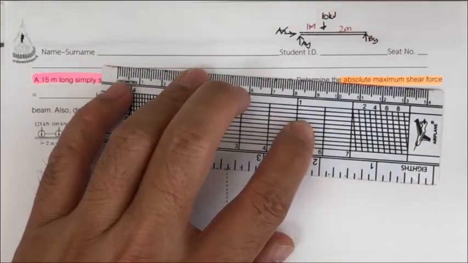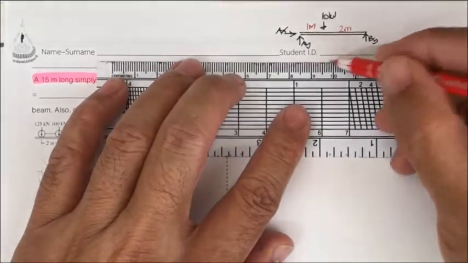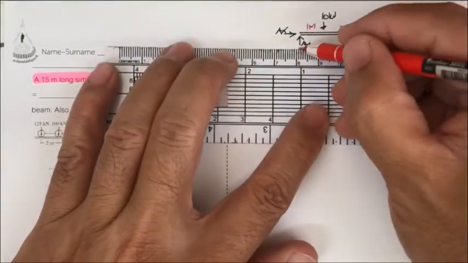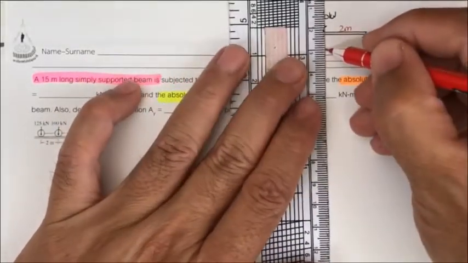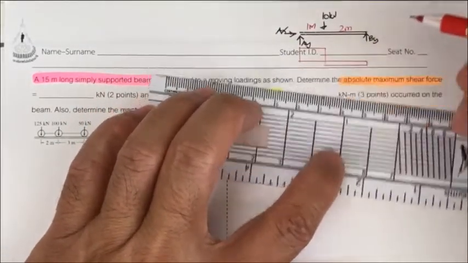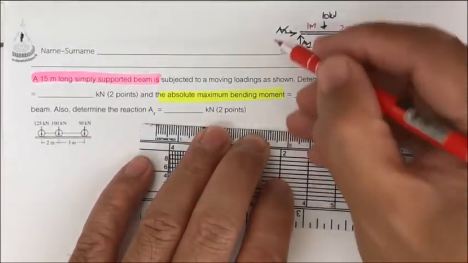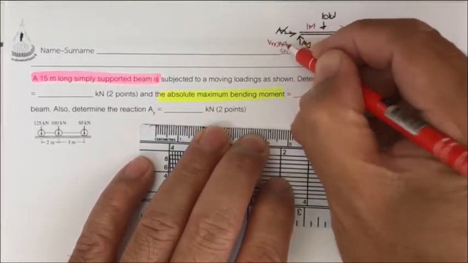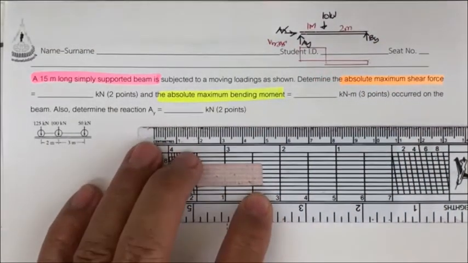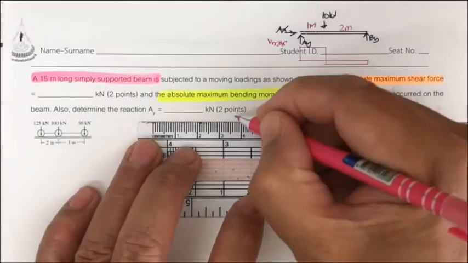For this case, we can determine the shear diagram of this beam to be like this. What does this mean? If you do this, you may see the shear force, the V max, is going to occur at the support of the beam.